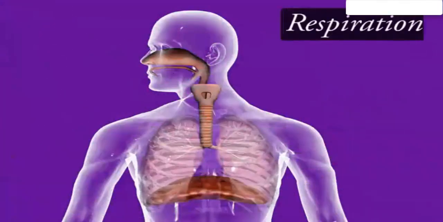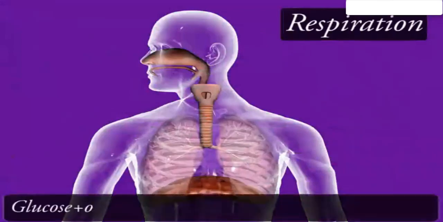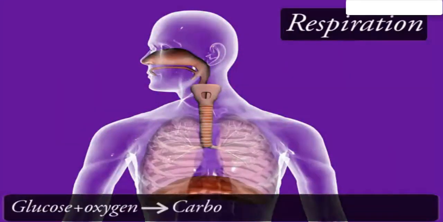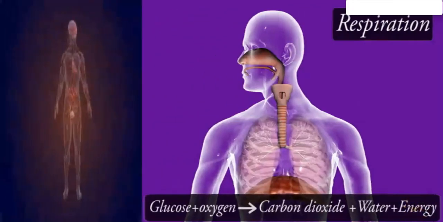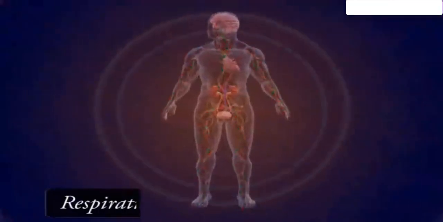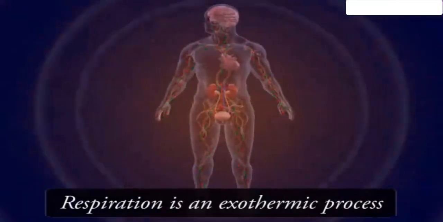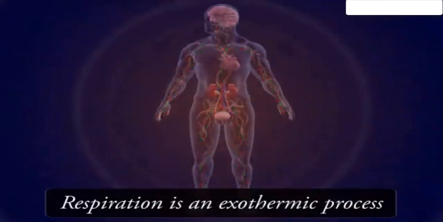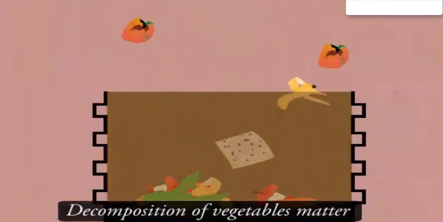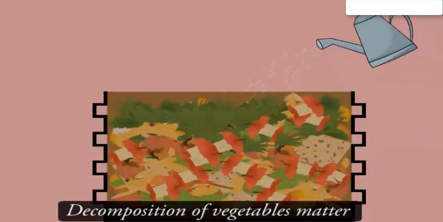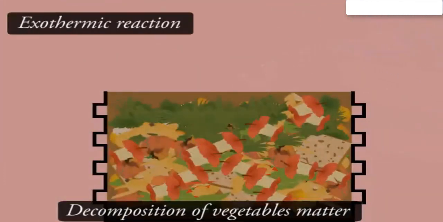During respiration, glucose combines with oxygen in the cells of our body to form carbon dioxide and water along with the production of energy. Respiration is an exothermic process because energy is produced during this process. The decomposition of vegetable matter into compost is also an example of an exothermic reaction.